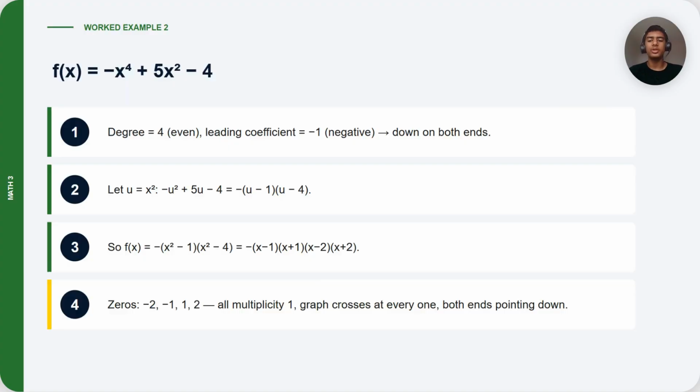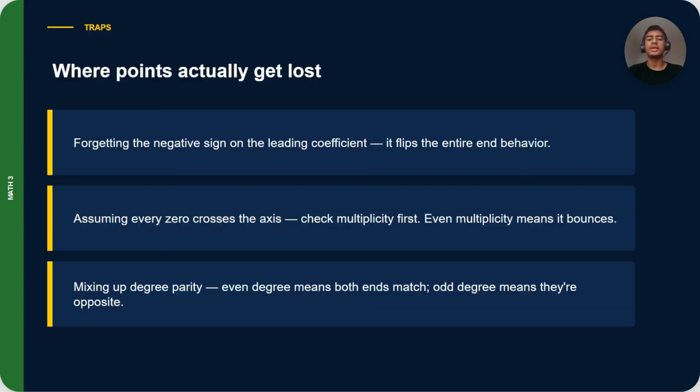This is where most people mess up. Watch this step. Don't try to factor a degree 4 expression head on. Substitute u equals x squared and it collapses into a normal quadratic: negative u squared plus 5u minus 4, which factors into negative (u minus 1)(u minus 4). Substitute back and factor the difference of squares twice more, and you get 4 clean zeros: negative 2, negative 1, 1, and 2. Every one has a multiplicity of 1, so the graph crosses at each one. But remember, both ends still point down, because that came from the degree and the leading coefficient alone, not from the zeros.